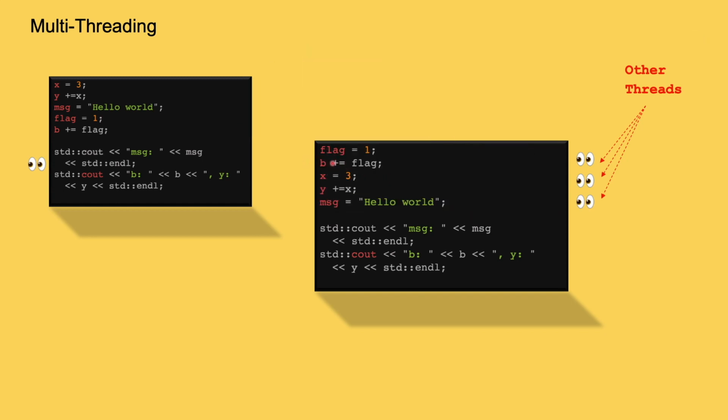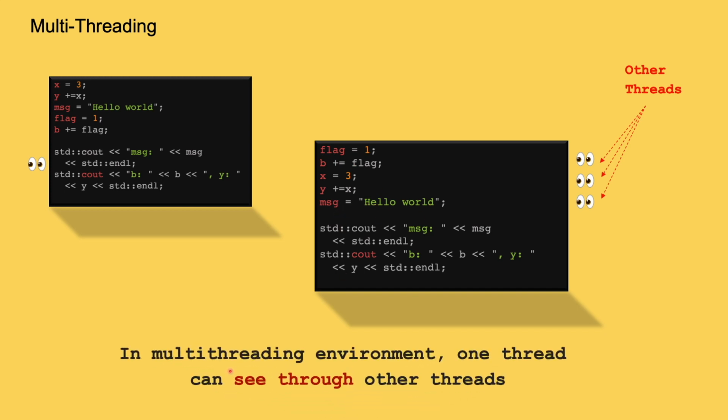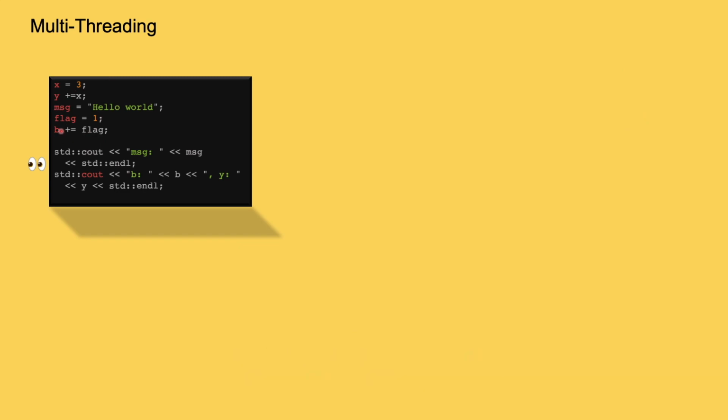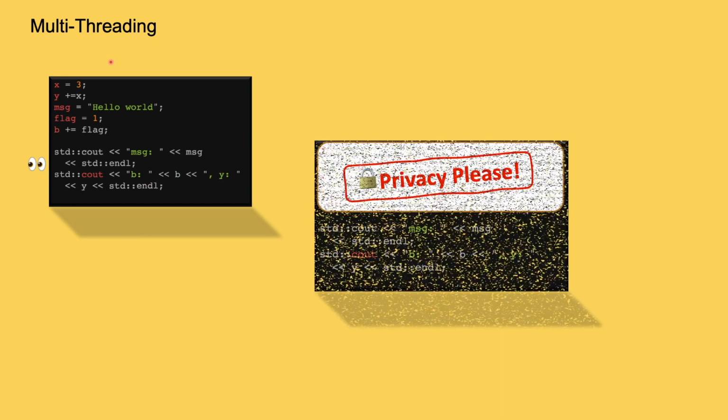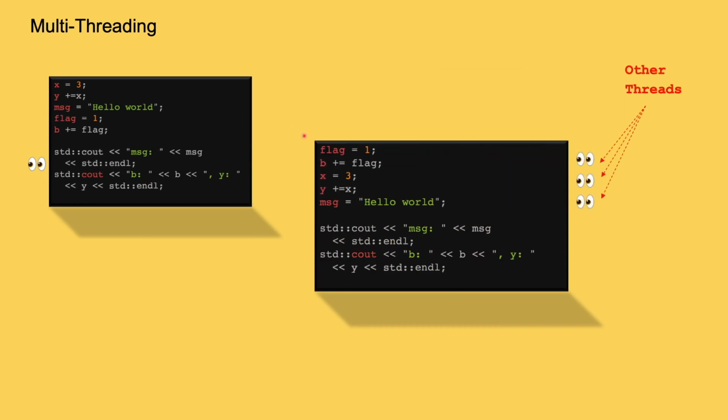So now if I reorder, if another thread looks at the execution of this thread, it will see that flag became 1 before this message was assigned hello world. Therefore, we can say in a multi-threading environment, one thread can see through other threads. So this reordering now becomes a big deal. It wasn't before in a single thread. You could basically do whatever you wanted as long as you had the correct output. Your compiler could enjoy this privacy and do whatever it wants. But as we move to multi-threading, this privacy goes out of the window. And if it does reorderings that are still valid for this single thread, it might break other threads, and we'll see how this is happening in a second.